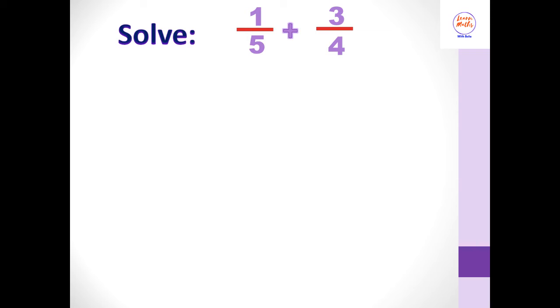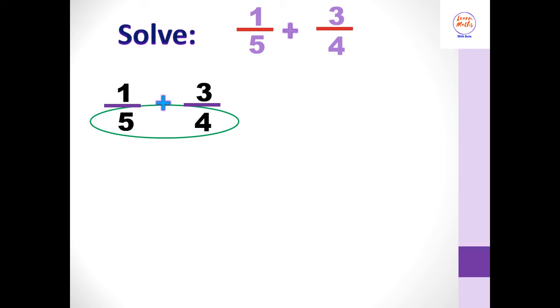1 over 5 plus 3 over 4, sorry. So don't forget, we are now dealing with unlike fractions. And why is it unlike fractions? Because the denominators are not the same. The first one has a denominator that is 5, while the second one is 4. So this is an unlike fraction.